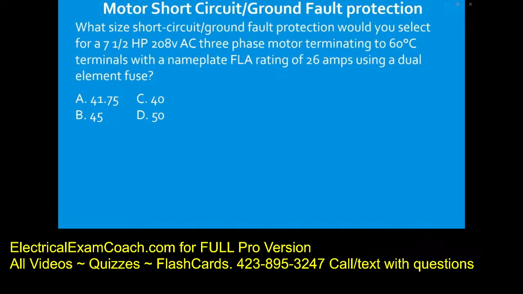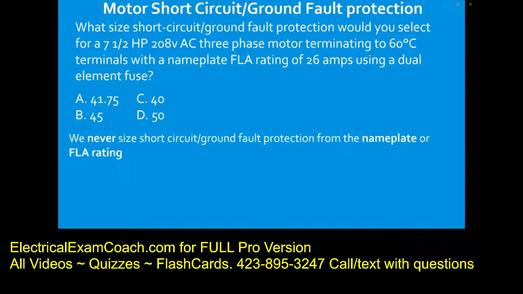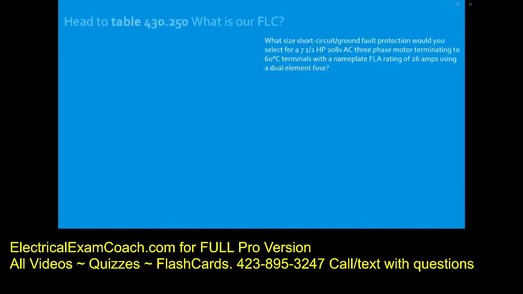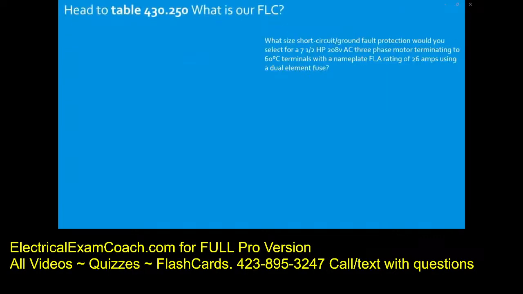What size motor short circuit ground fault protective device would you select for a 7.5 horsepower, 208 volt, 3-phase motor terminating to 60° C terminals with a nameplate FLA rating of 26 amps using a dual element fuse? We will never size short circuit ground fault protection from the nameplate or FLA rating. First thing we do is we find our FLC. Now we head to table 430.250. What is our FLC? Starting on the left with horsepower, coming over to the voltage, we find that our FLC is 24.2 amps.